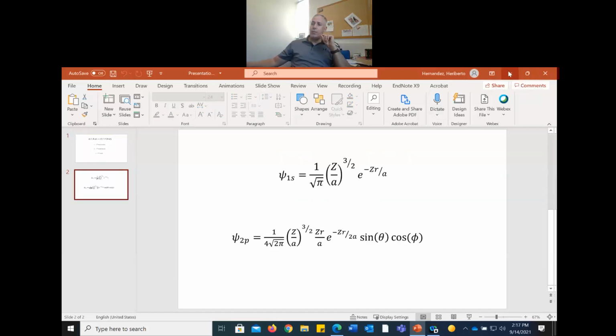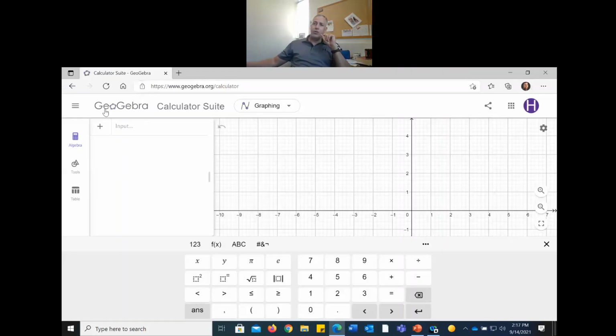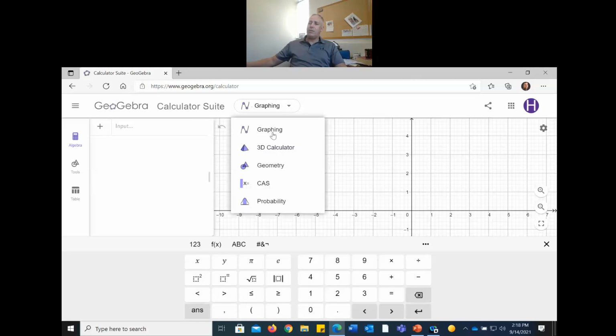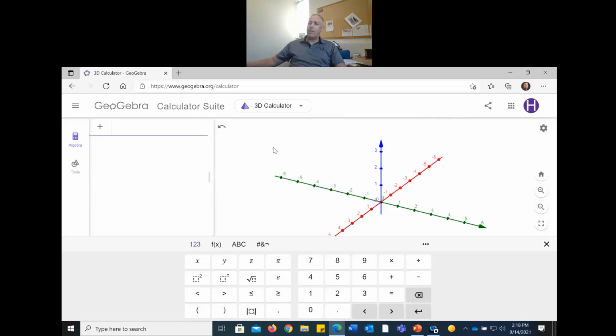So what we need to do now is go online and call a program called GeoGebra. Type geogebra.org, and it will show up. You can either just use it online, or you can sign up for an account. So the first thing you will see here is graphing. You need to change this to 3D calculator. With the 3D calculator, you're going to see different panels here. And here is what we're going to type.